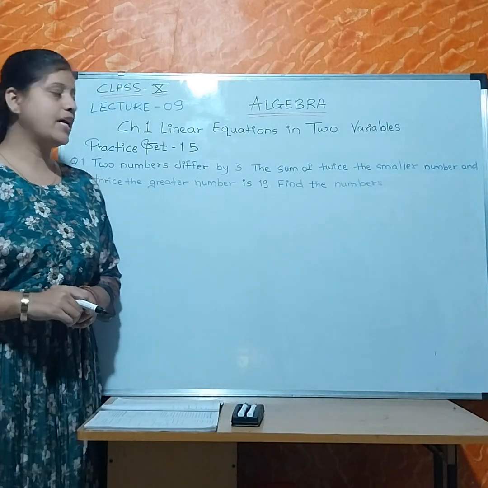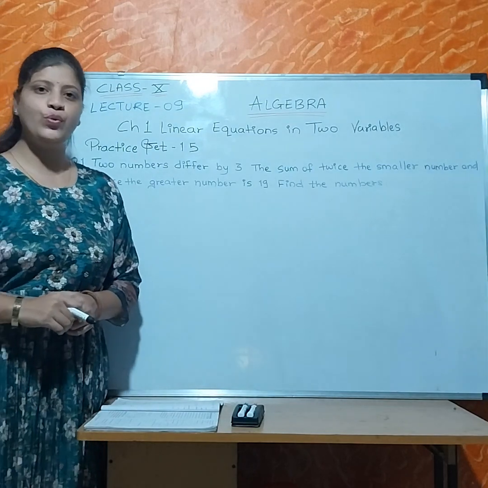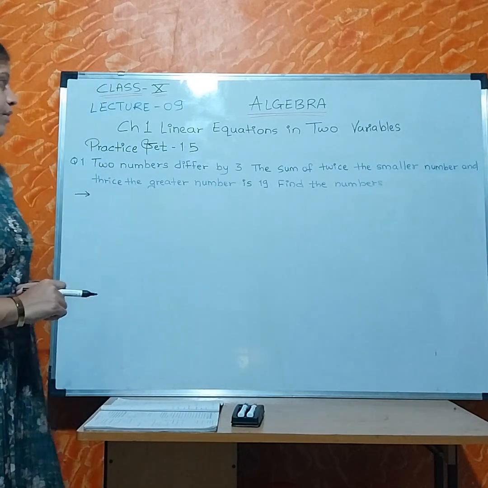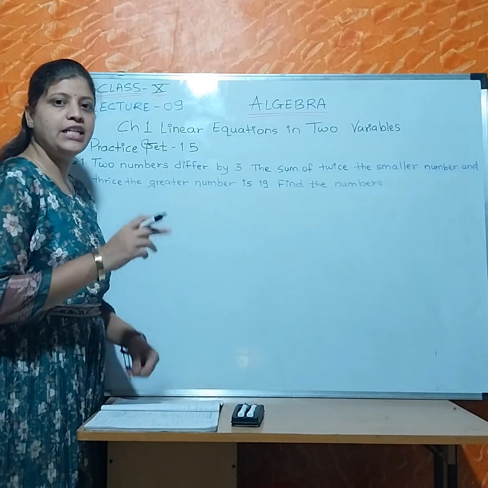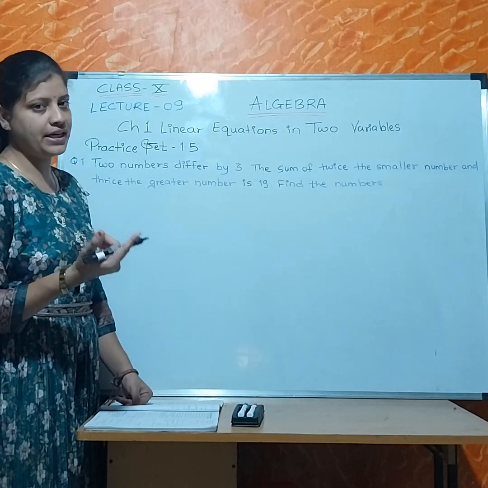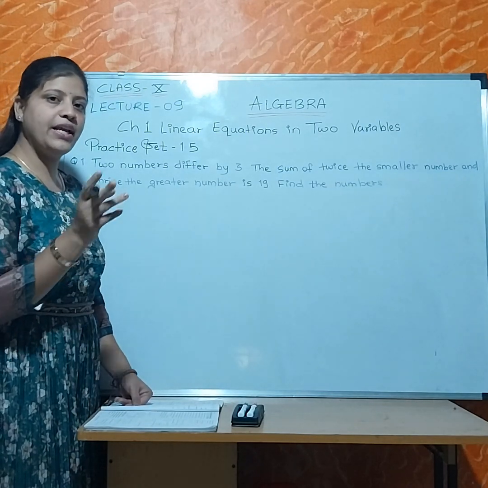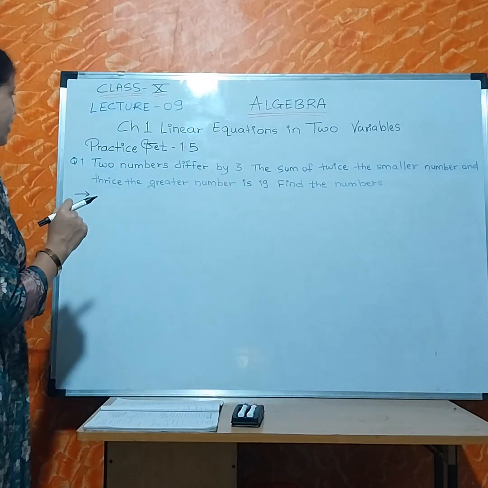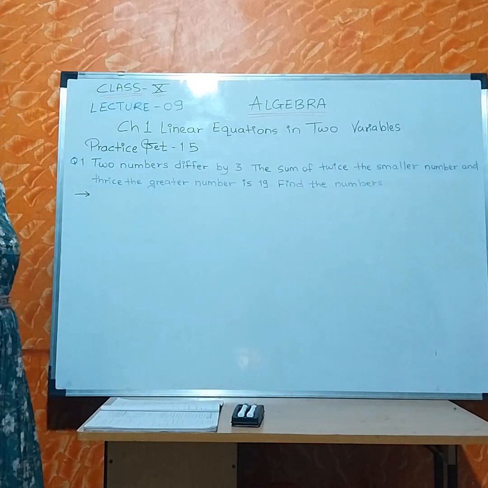So we have started chapter 1, linear equations in two variables, of algebra. We have completed 4 practice sets, that is practice set 1.1 up to practice set 1.4. You can check in previous lectures. Now here we will start practice set 1.5.